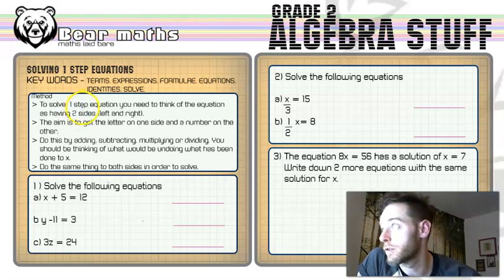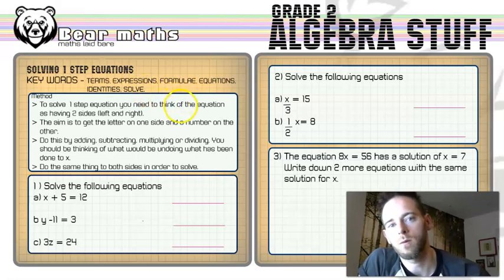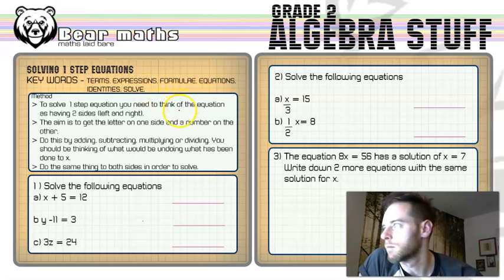This video is on solving one-step equations. Now, it is the second video in the algebra section. I've already mentioned the key terms of terms, expressions, formula, identities, and equations. This one is about equations. So equations are things that we can solve. And when you solve an equation, you are finding the value of the letter, whatever that letter might be.